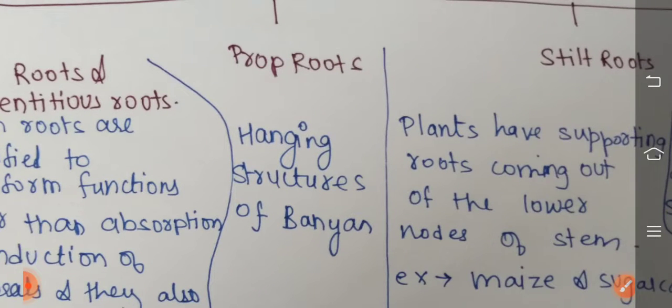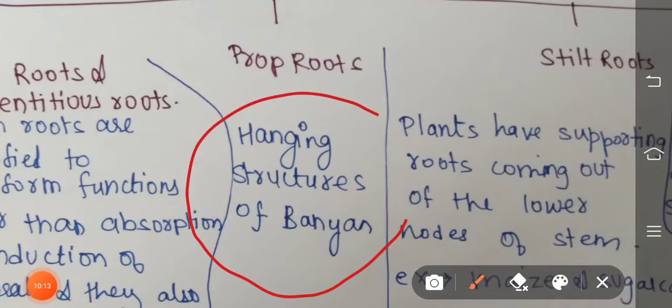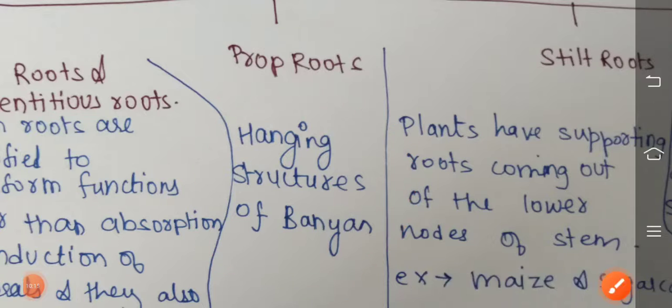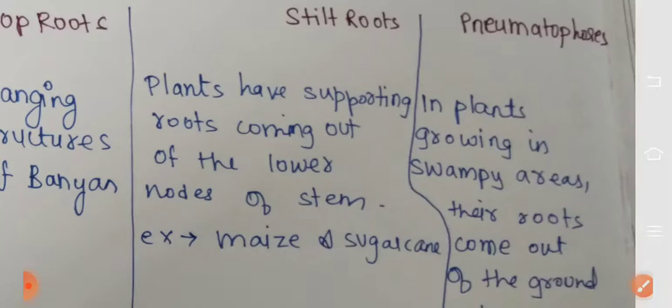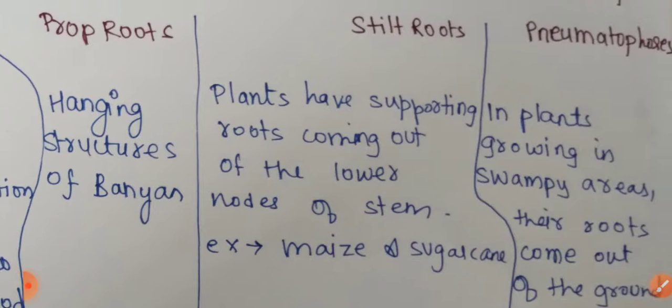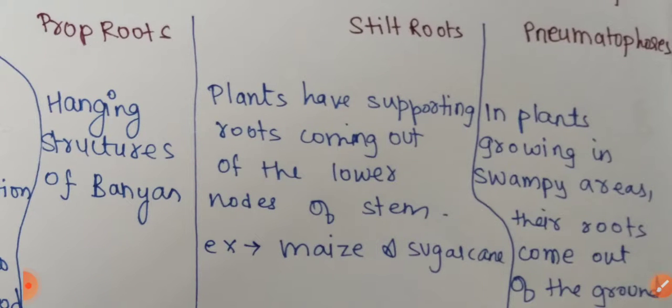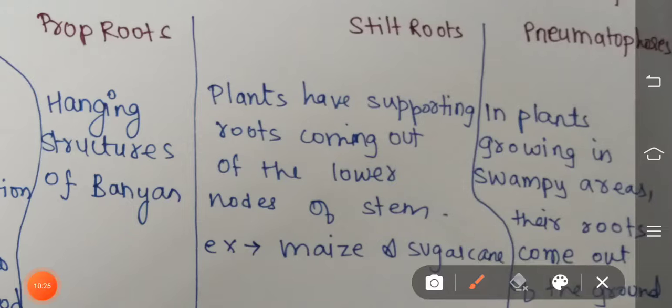Then what are the prop roots? Prop roots are the hanging root structures of the banyan tree. Then the stilt roots. Some plants have supporting roots which come out of the lower nodes of the stem, as in maize and sugarcane. We'll be understanding the meaning of nodes and internodes, so don't worry.